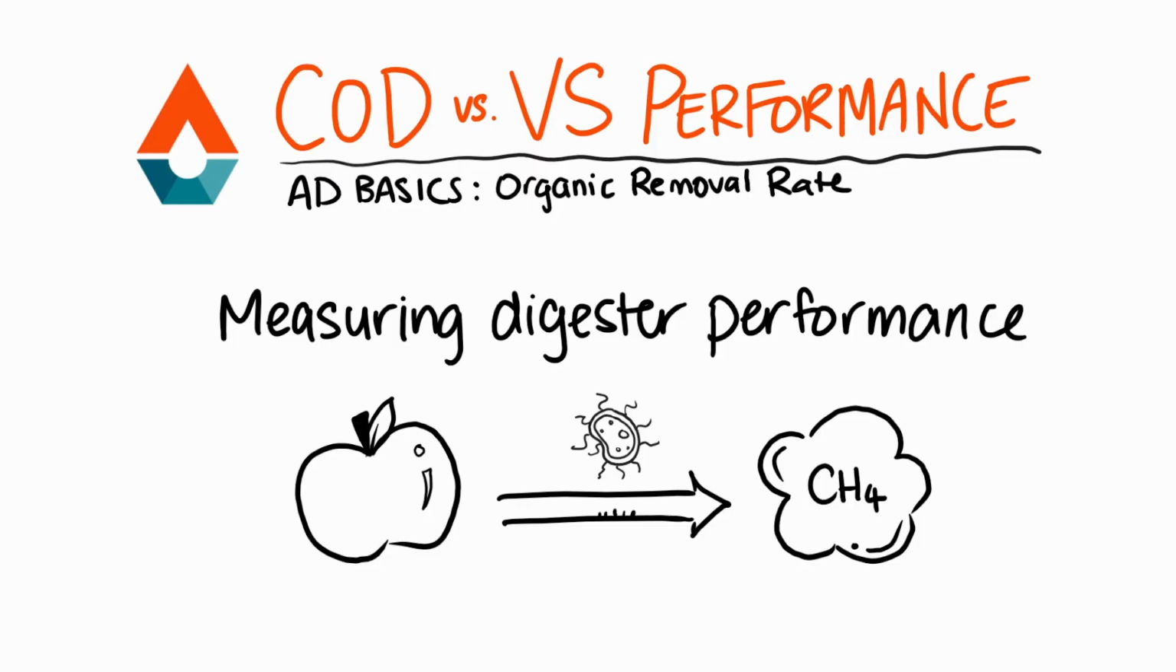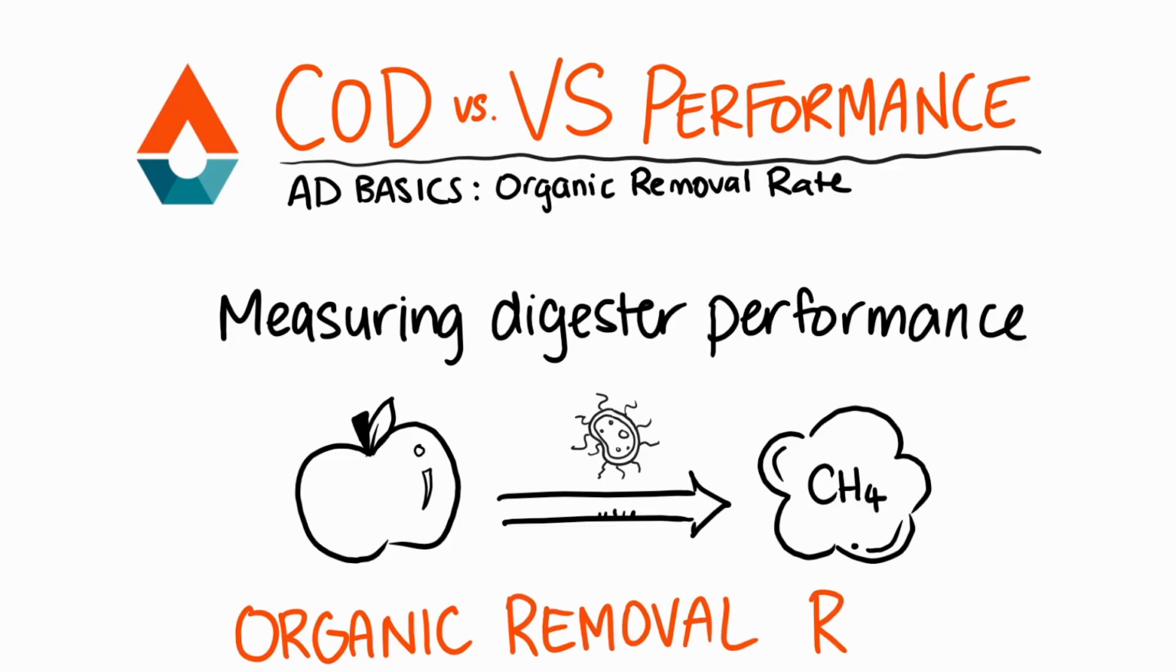In this video, we're going to go over one of the metrics that we use for measuring digester performance. That metric is the organic removal rate. The organic removal rate answers the question, did all of the food, or organics, that went into the digester get eaten or removed and turned into biogas?